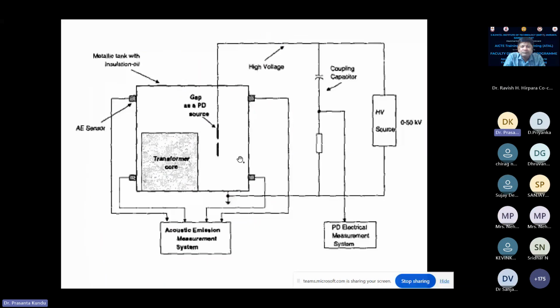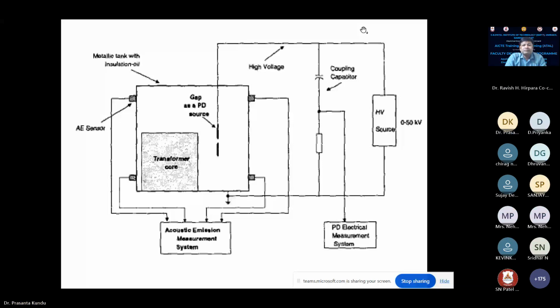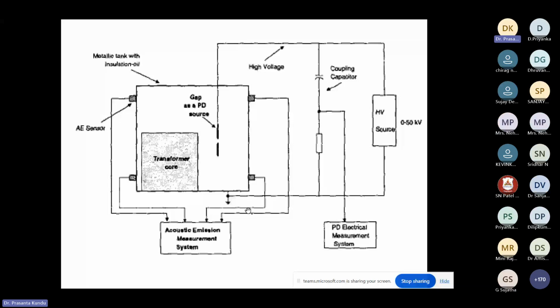This is a typical arrangement for acoustic PD measurement. Say this is a transformer, a PD source is created, and a high voltage source is given. This is the capacitor, or capacitive potential divider, for the voltage measurement. If you want to do electrical and acoustic measurement together, then there will be a coupling capacitor with impedance. There are many combinations it can have, and there are many acoustic sensors, piezoelectric sensors, mounted on the tank surface.